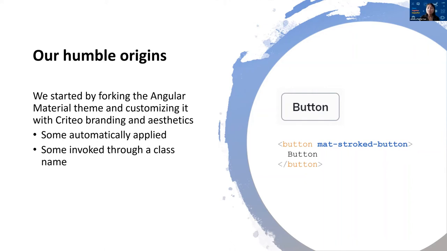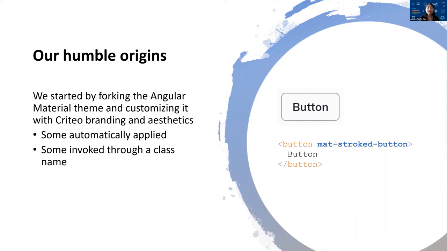So if they're already familiar with Angular and standard Angular material components, that makes onboarding a lot easier. We knew we would want to build on top of it, but we could do that with an incremental approach, addressing needs as we discover the business demands. It made for a great starting point, and then we customized it with Criteo branding and aesthetics.